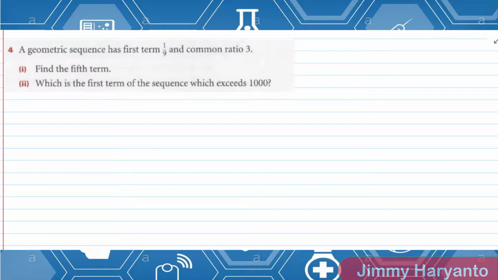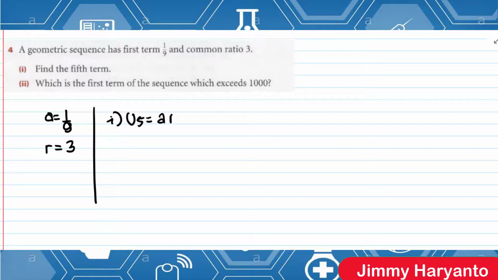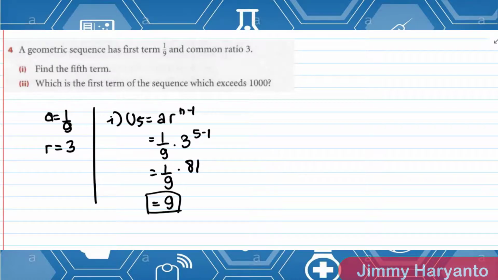Next, number 4. A geometric sequence has the first term 1 over 9, so a equals 1 over 9, and common ratio equals 3. Find the fifth term. The fifth term will be u5 equals a r to the power of n minus 1, equals 1 over 9 times 3 to the power of 5 minus 1, equals 1 over 9 times 3 to the power of 4, equals 81 over 9, equals 9. Okay, u5 equals 9.